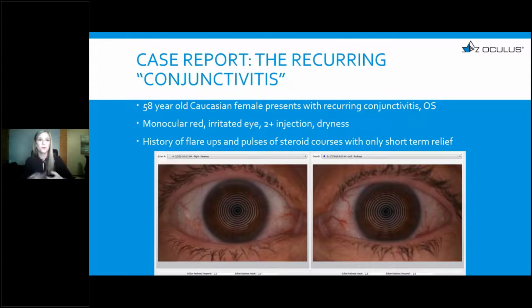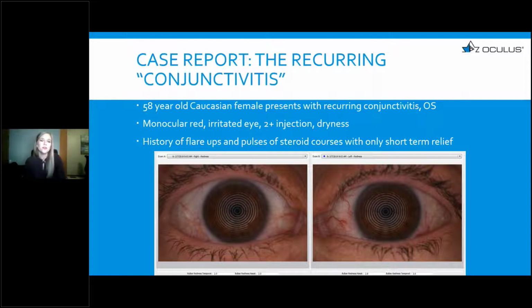So I'm going to change gears a little bit here. Now that I talked about what I do for every patient that comes in for a dry eye workup, I'm going to talk more about specific interesting cases that I've had over the last few years where I've had to utilize the keratograph. And honestly, if I didn't have the keratograph, these patients would have been really difficult for me to treat.